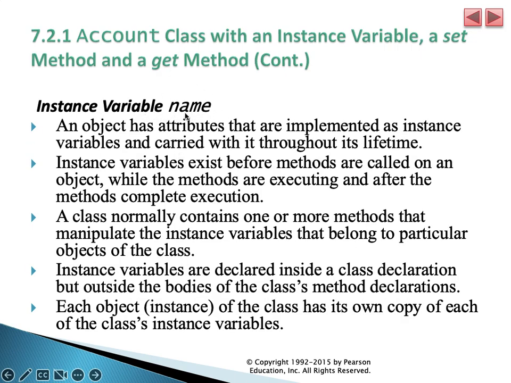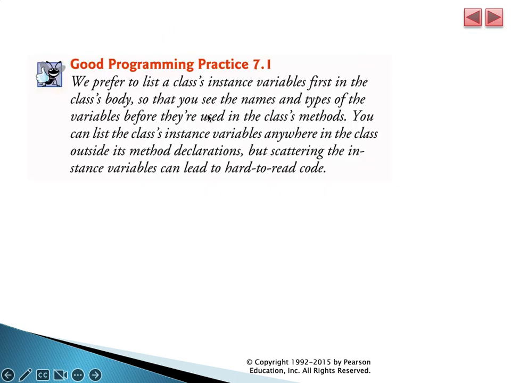We have the instance variable name, and we explained that. You can make the instance variable below the methods, but it's not recommended. Usually in the class we start with the instance variable and then the methods. You can make the opposite, it's okay, but don't do that.